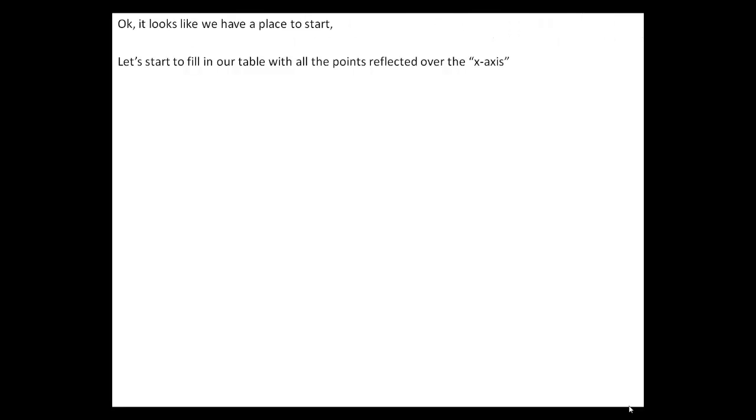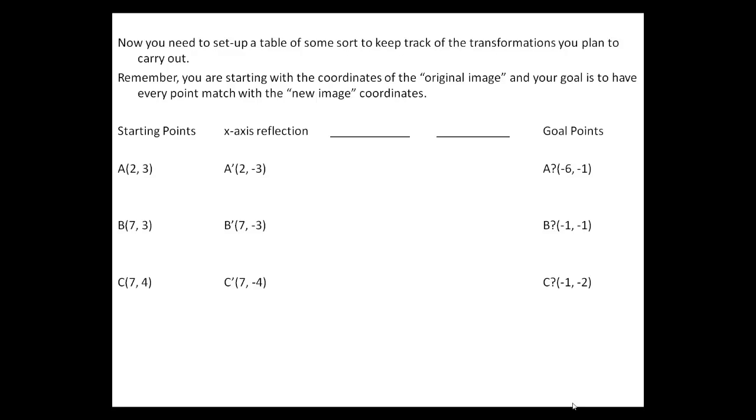Okay, it looks like we have a place to start. Let's start to fill in our table with all the points reflected over the x-axis. This was our original table. We had our starting points, A, B, and C, and each point is shown reflected over the x-axis as A prime, B prime, and C prime.